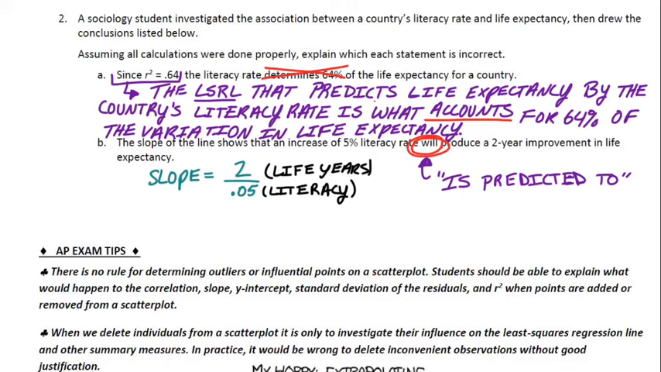All right, so there's a couple AP exam tips on the bottom of this page. There's also a comic. I'm going to leave those to you.